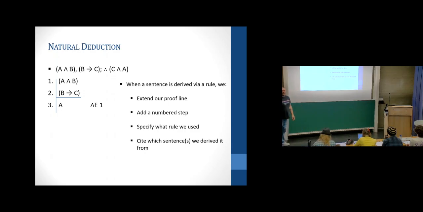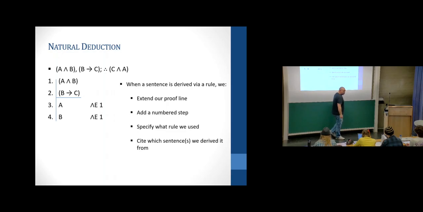So, what do you think we'll do next? B? Yeah, we want B, right? We're going to get B at line 4. And how are we going to get B at line 4? Same rule. Same thing. We just need both parts. Does everybody see it? So, same thing. Because notably, if you use an elimination rule, it's not like you've lost the sentence. You've just done something to it.